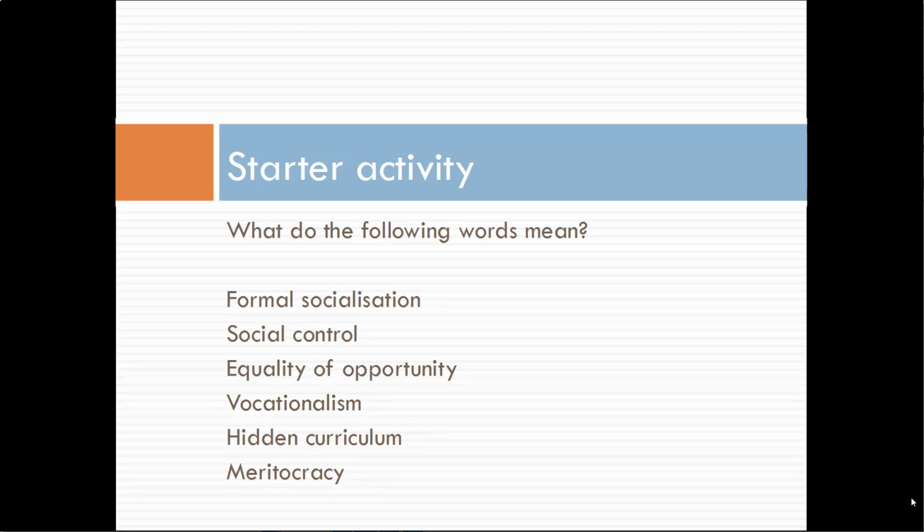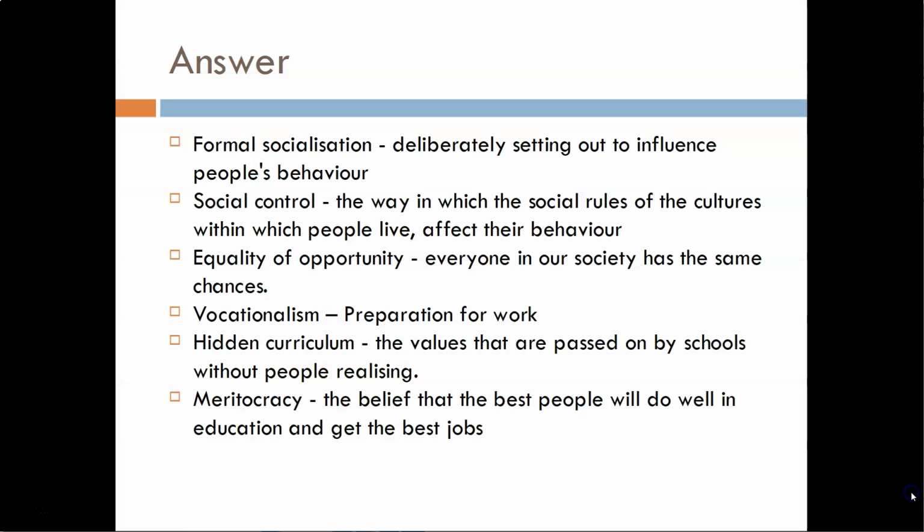Okay, so hopefully you've unpaused, and let's look at the answers. So formal socialization is where we deliberately set out to influence someone's behavior through socializing them into the norms and values, possibly through a formal program like education, for example. Social control is the way that the social rules of the culture that you live in affect your behavior. Equality of opportunity. Everyone in our society having the same chances, and particularly the same access to those chances. Vocationalism is the idea that something might prepare you for work rather than just being academic.